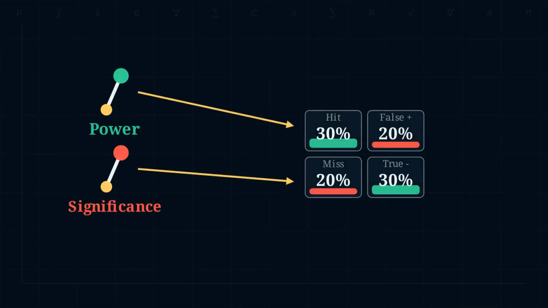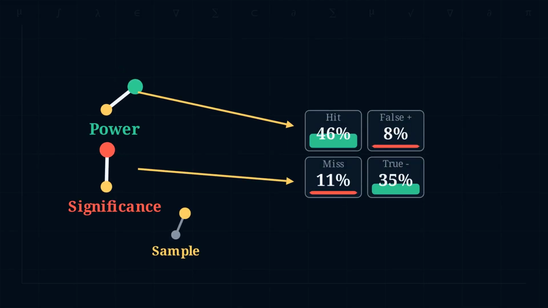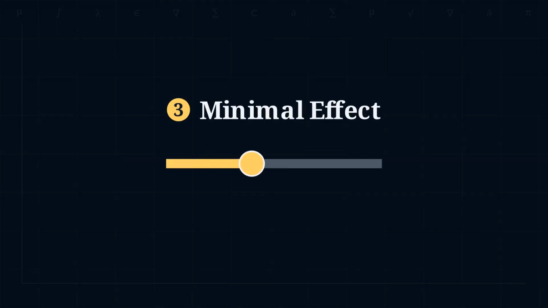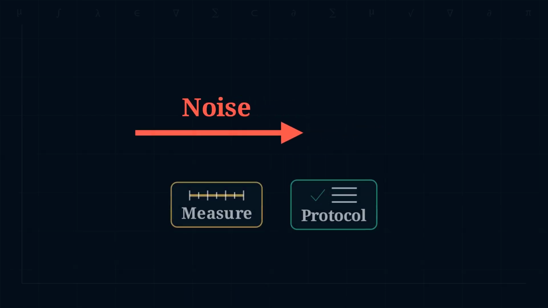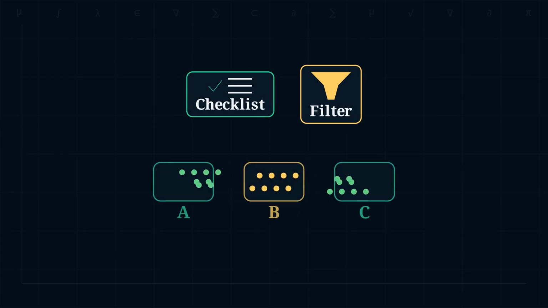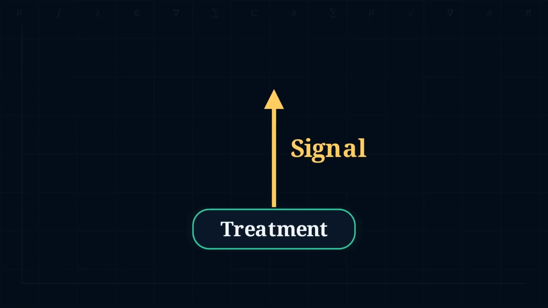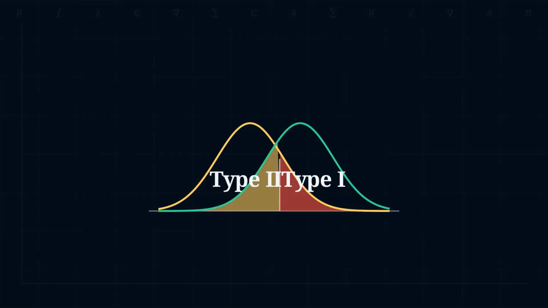Power and significance are levers, but they are not the only ones. The minimal effect you care about is a lever. The variance of your measurement is a lever. You can reduce noise by improving your measurement process, tightening protocols, or blocking on relevant covariates. You can increase signal by making the treatment stronger. All of those change the overlap that creates both error types.